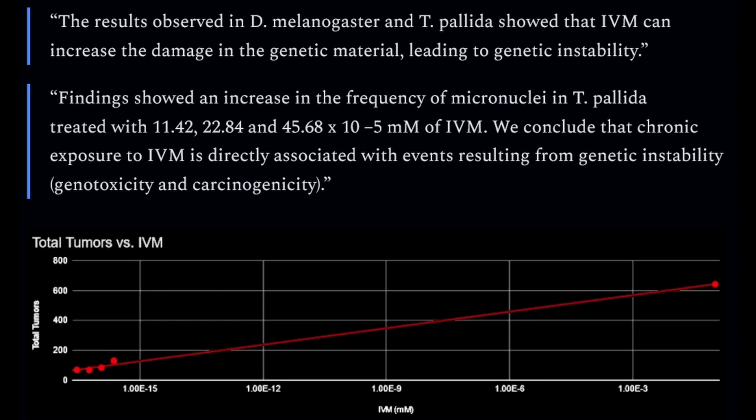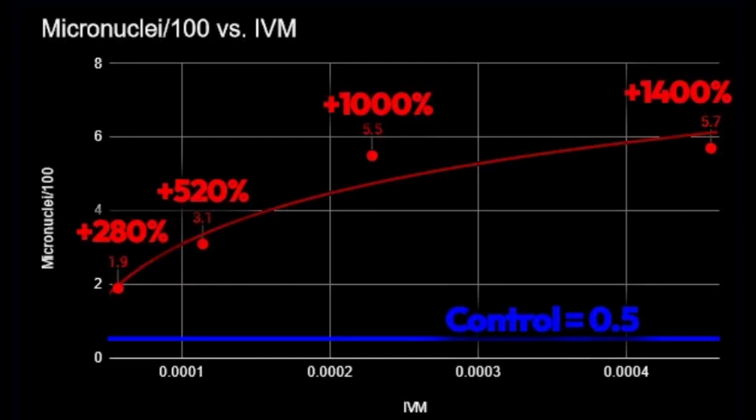And we see as the dose of ivermectin increases, so too do the total tumors. And when we draw this trend line, we see this near dose-dependent relationship. Very, very linear. When we draw this linear regression, it hits almost all 5 of the points. So here's micronuclei per 100 as the dosage of ivermectin increases. So in other words, the percentage of cells which have micronuclei abnormalities. The control level is 0.5. That's the blue line at the bottom.